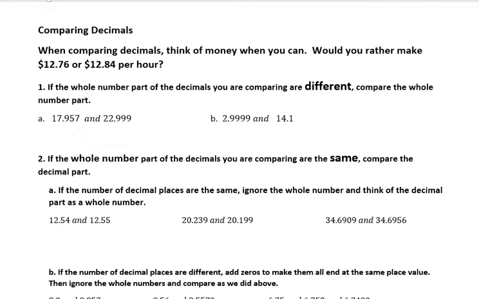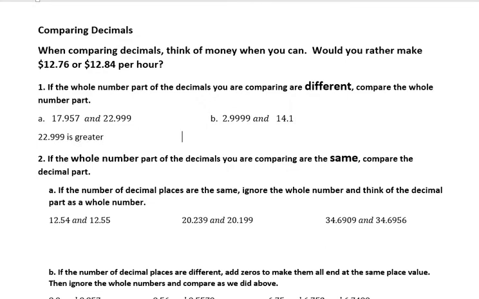If the whole number parts of the decimals you are comparing are different, then you don't have to worry about the decimal parts at all. You just have to compare the whole number part. So in the first example, I have 17 and 957 thousandths and 22 and 999 thousandths. But it doesn't matter about the decimal part because we already know 22 is greater than 17. So I know the answer here, 22.999, is greater, regardless of what else I see.